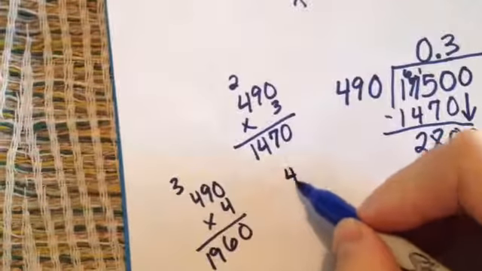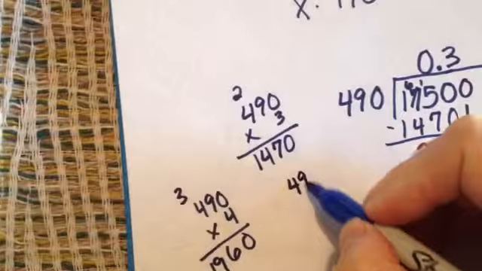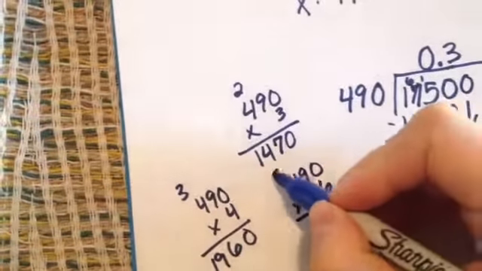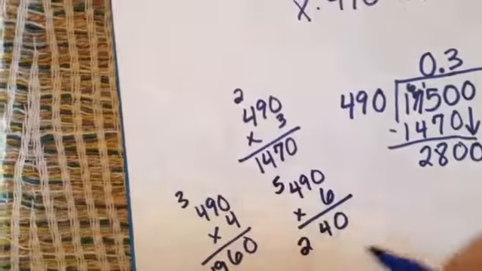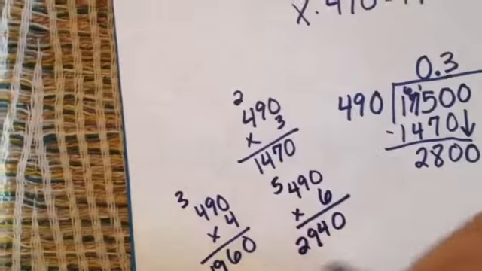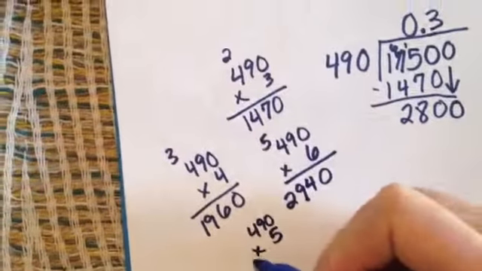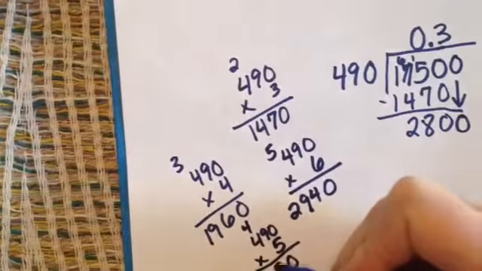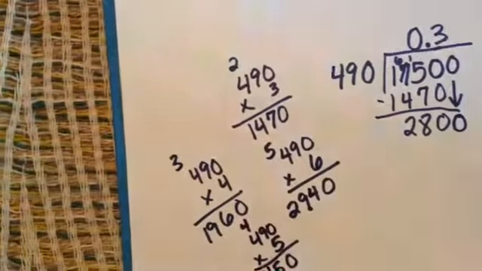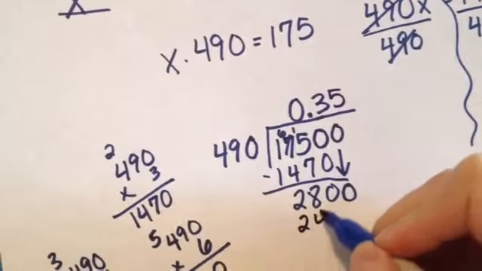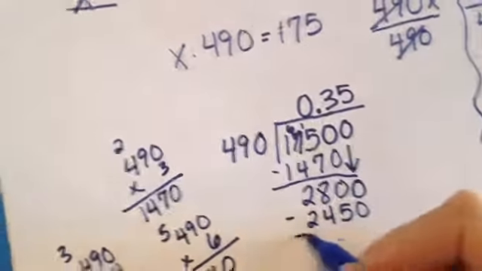2,800 divided by 490. Let's try times 5. Actually, let's try times 6. And I'm just guessing with these numbers. Oh, 6 is too much, so I'll have to do 5. Okay, so it's 2450. 5 times 490 is 2450. Going to subtract.